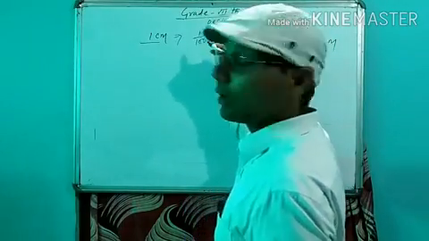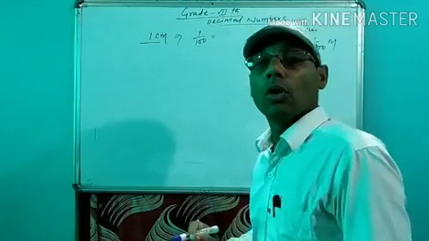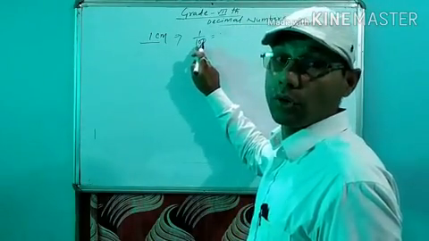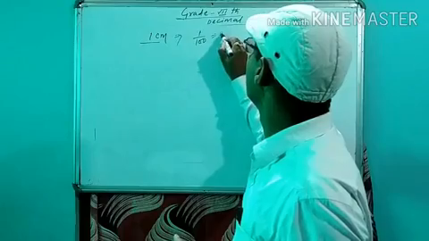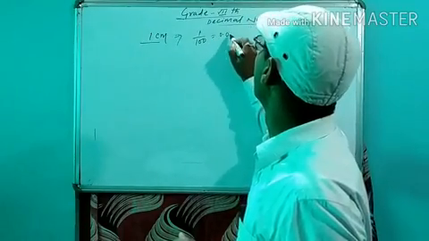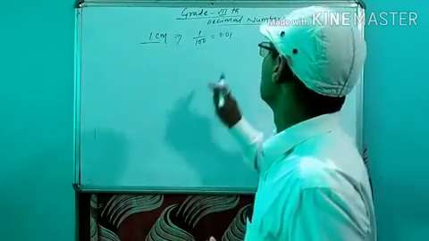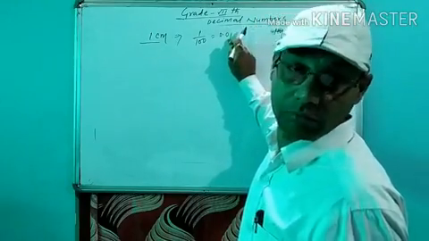So simply, after 1, how many zeros are there? 2 zeros. Certainly the decimal point will be after 2 digits: 0.01 meter.